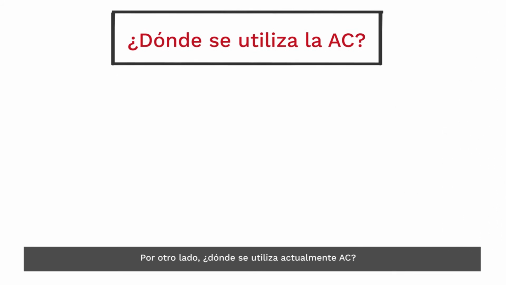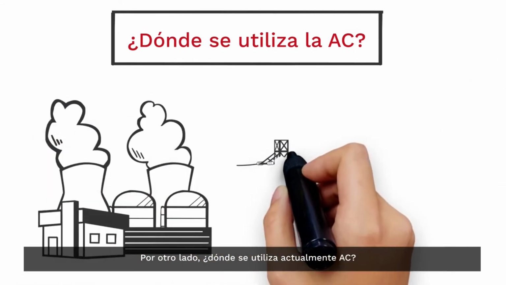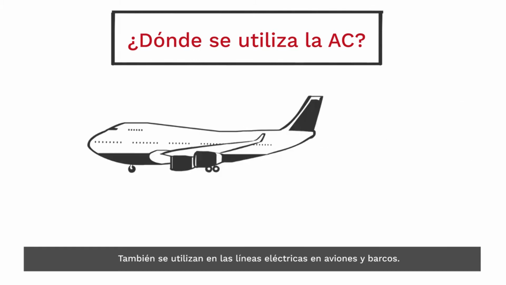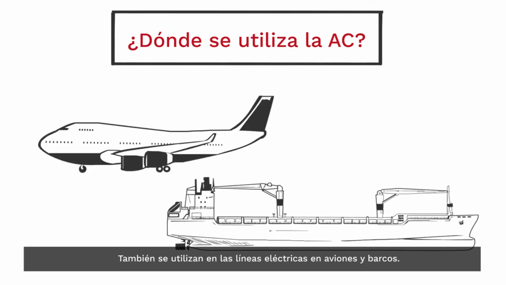On the other hand, where is AC actually used? Electricity generated from power plants is delivered to homes through power lines, and AC is used in the process. It is also used in power lines for airplanes and ships.